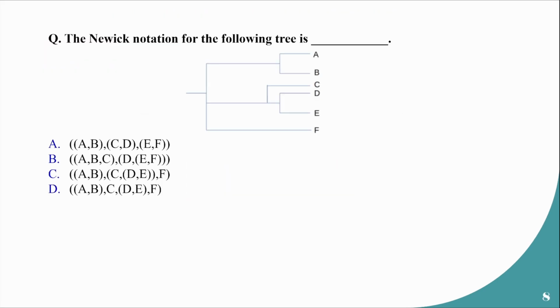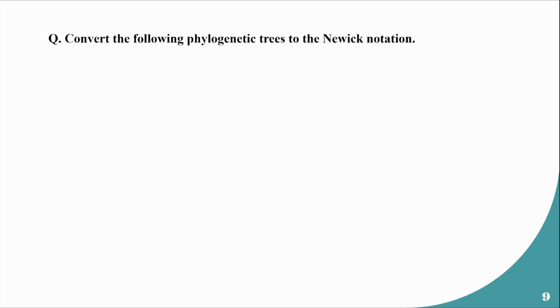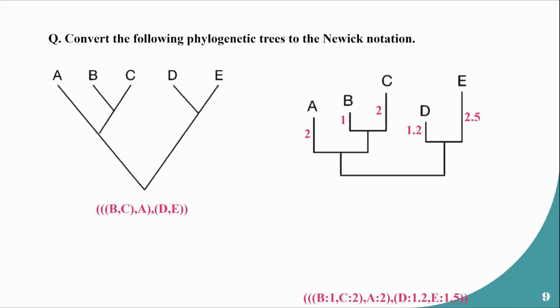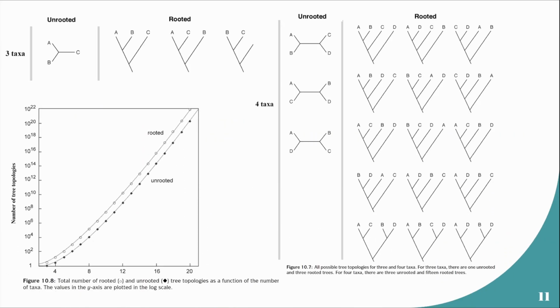And then we tried to convert that using a simple array of letters. That was called the Newick notation for the trees. And then again, we did some conversion. We found out about rooted and unrooted trees. And that was basically the overall concept about phylogenetic analysis.